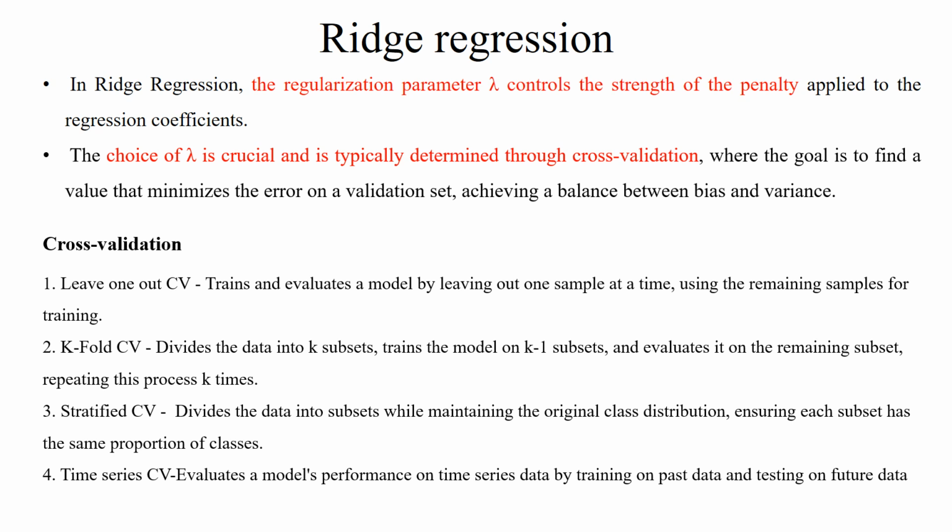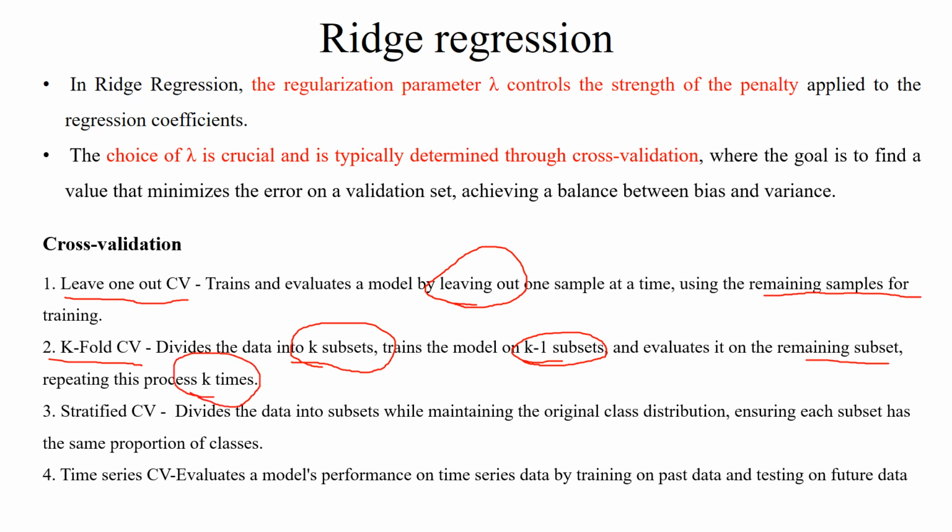The first technique is leave one out cross-validation. Here, we leave out one sample at a time and the remaining samples are used for training. In k-fold cross-validation, we divide the data into k subsets. We train the model on k-1 subsets and evaluate it on the remaining subset. This is repeated k times. Then stratified cross-validation.